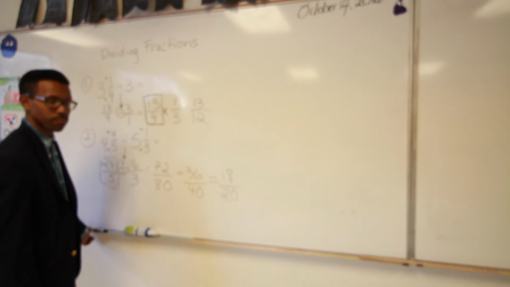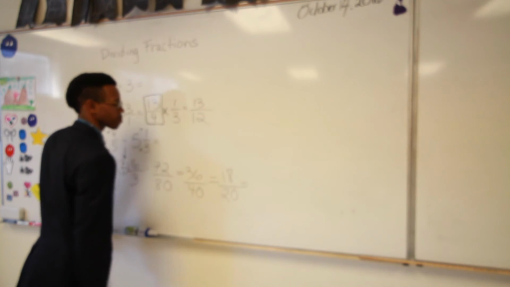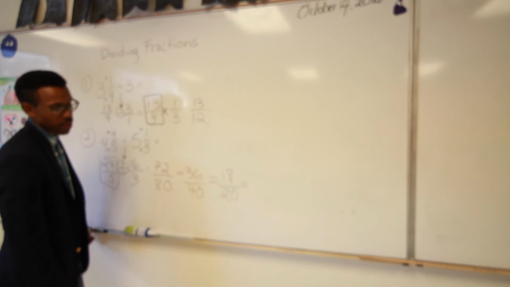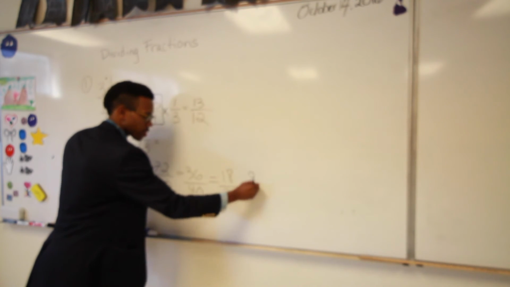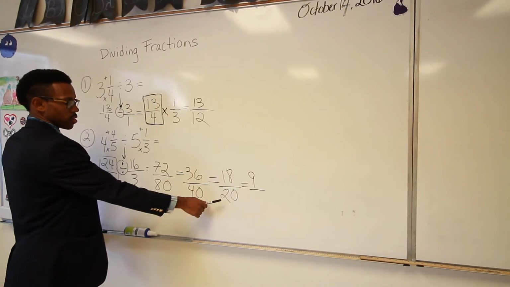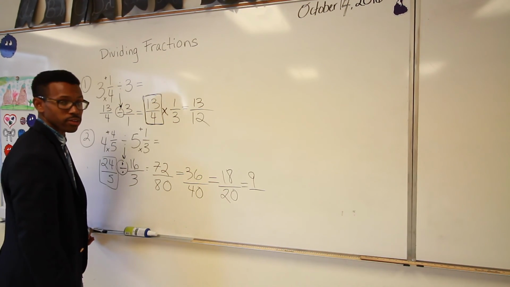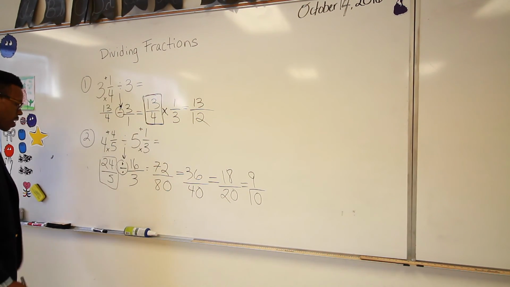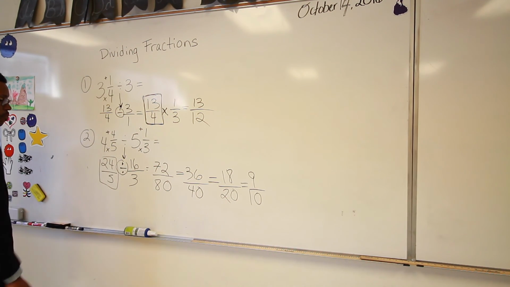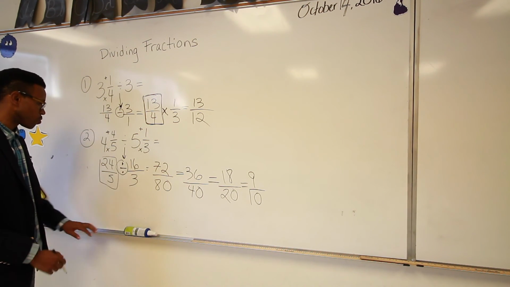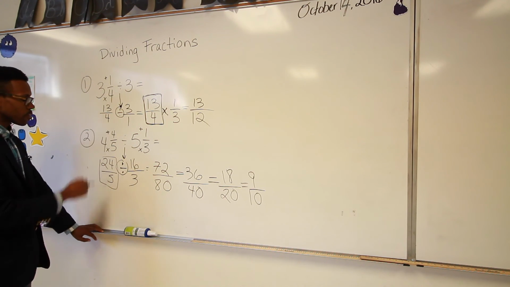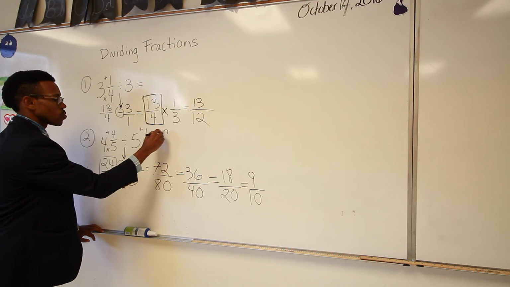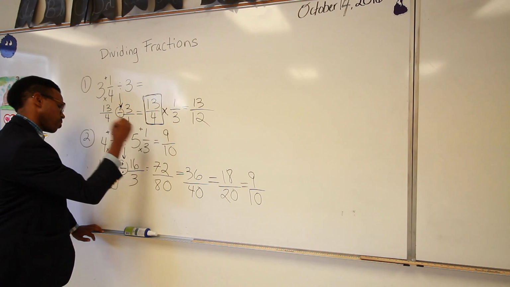But we don't stop there. Can we break that down even further as well? Absolutely. Divide by 2 again. 18 divided by 2 gives us 9. We have 20 divided by 2. That's going to give us 10. 9/10 is going to be our final fraction for problem number 2. 4 4/5 divided by 5 1/3 equals 9/10.